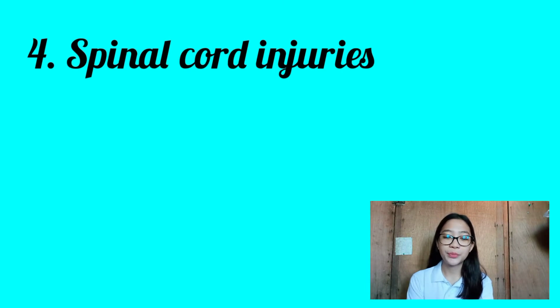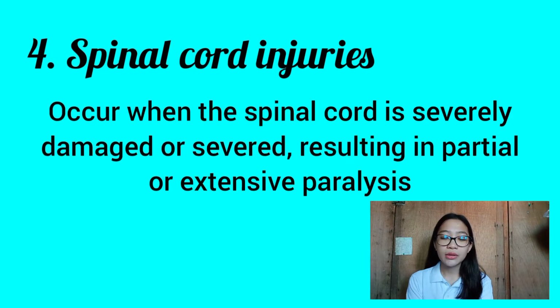The fourth type is the spinal cord injuries. So this occurs when the spinal cord is severely damaged or severed, usually resulting in partial or extensive paralysis. So spinal cord injuries are most commonly a result of automobile and other vehicle accidents. So the characteristics and needs of individuals with spinal cord injuries are often similar to those with cerebral palsy. Injuries to the spinal cord cause different types of mobility impairments, depending on the areas of the spine affected.